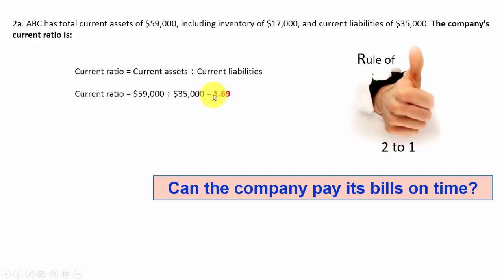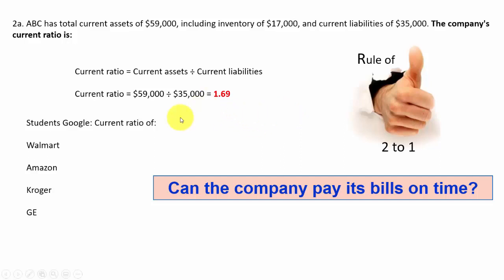In this case, looks like we've got current assets of $59,000 and we've got current liabilities of $35,000. So we've got 1.69 to 1. That means for every $1.69 in current assets, we've got $1 in current liabilities. And according to this rule of thumb, this company is a little bit low. But to know for sure, you'd have to compare it to maybe other companies in the same industry.